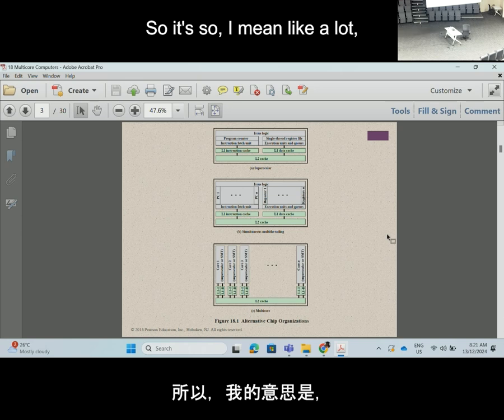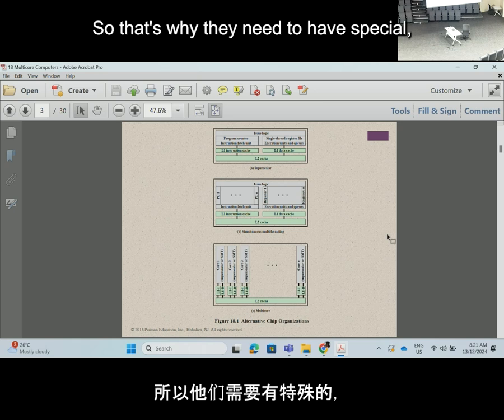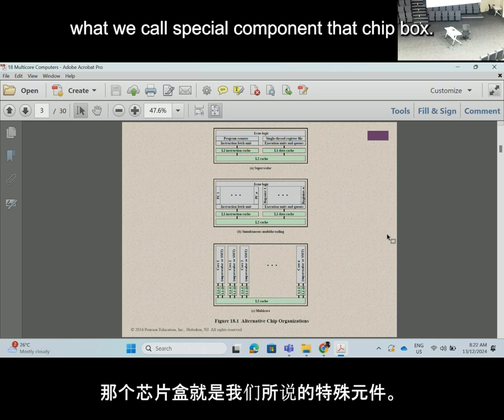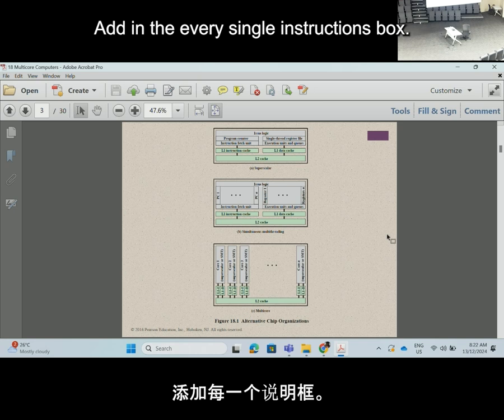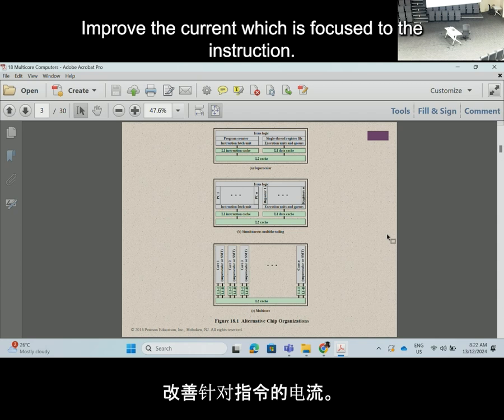So it's a lot of work for our processor. That's why they need a special component, what we call a check box, added in every single instruction box. Only then can they do simultaneous execution, improving the current focus on the instruction.